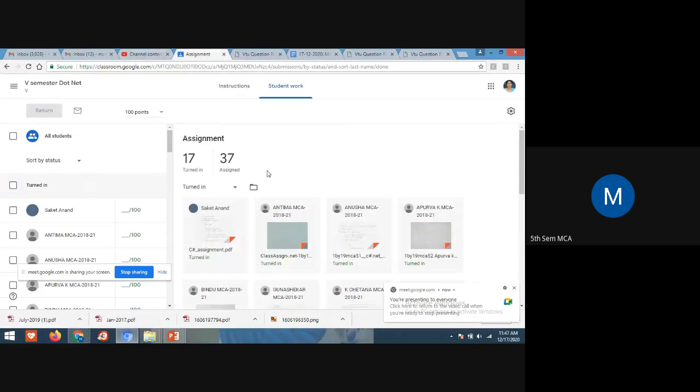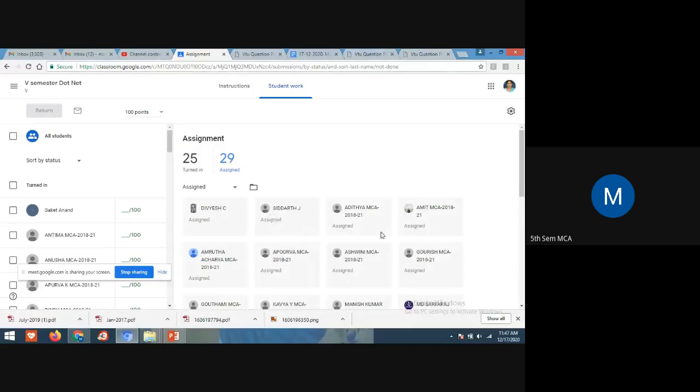And for the activity assignment only 25 students have submitted. Remaining students have not submitted. Those who have not submitted, I'll give you another 2 minutes time. In 2 minutes, quickly you submit the assignment. You can only see the count how many students have turned in. Turned in means those who have submitted, only 25.